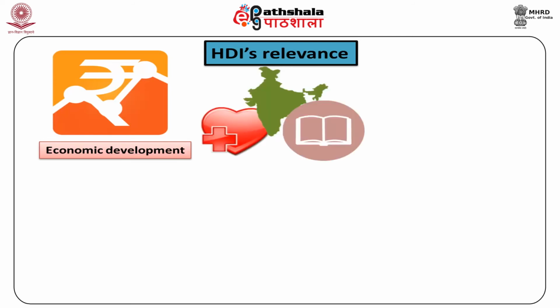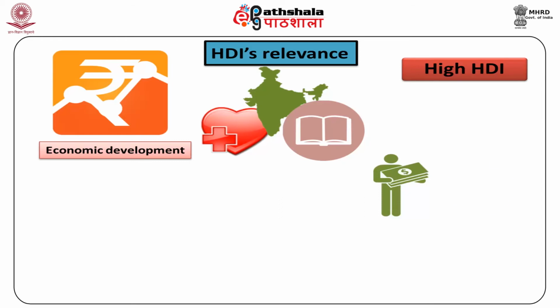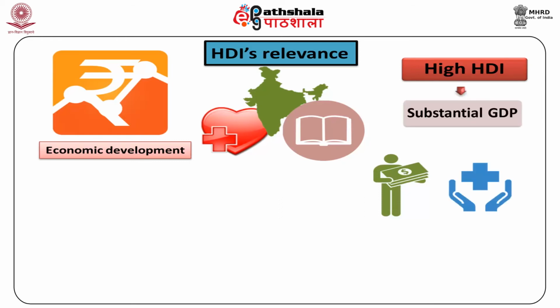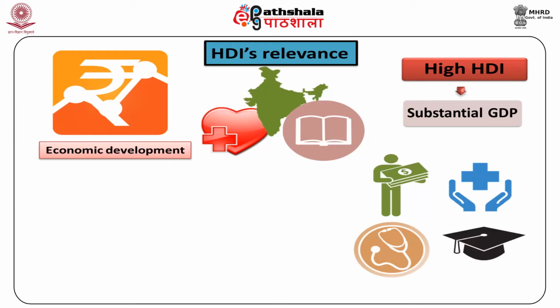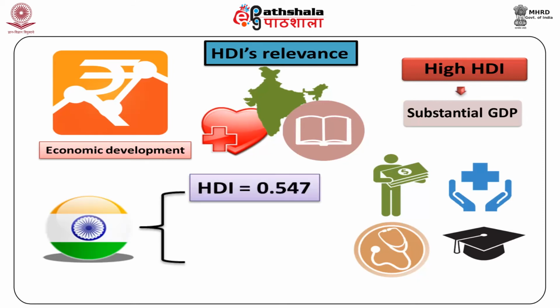A high HDI indicates that the country has a substantial GDP, its people enjoy a high standard of living, good hygienic conditions, ample medical facilities, and general access to education. A low HDI indicates the lack of all this. India falls in the category of medium human development with an HDI of 0.547 and a rank of 134.